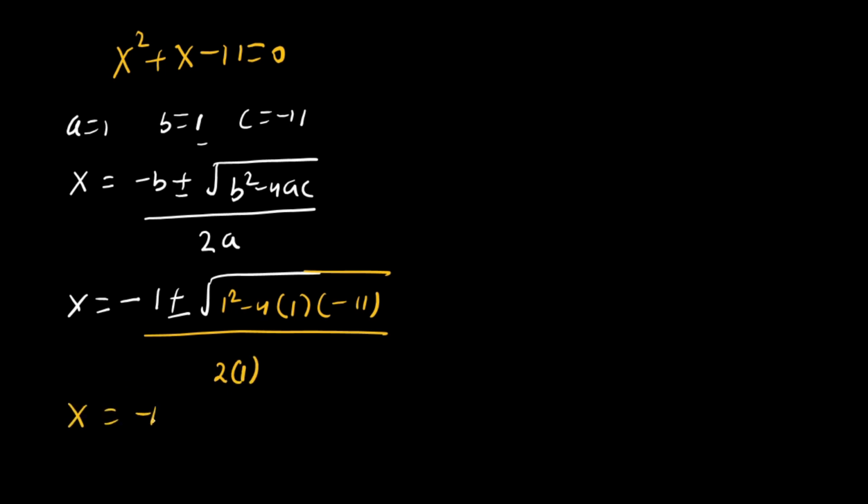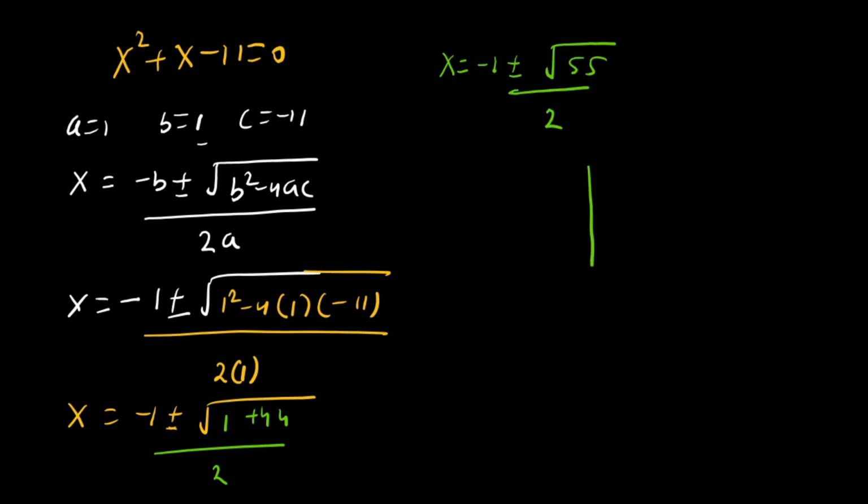Then x is equal to minus 1 plus minus square root of 1 square. We know that 1 square is 1, minus 4 times minus 11, that is plus 44, and divided by 2. Then x is equal to minus 1 plus minus square root of 45 divided by 2. Here if we take the positive sign, then x is equal to minus 1 plus square root of 45 divided by 2, and here x is equal to minus 1 minus square root of 45 divided by 2.